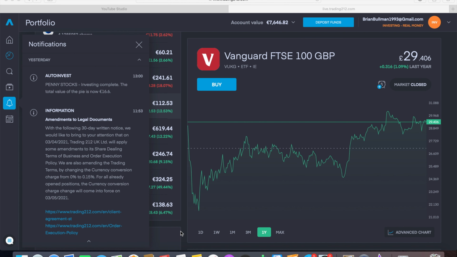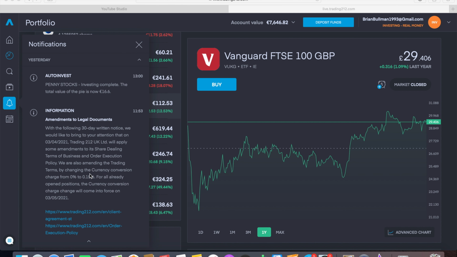As discussed, the second fee that Trading 212 will now implement is due to their amendments to their legal documents. So we're going to briefly read through this in case you did not get it on your own account. With the following 30-day written notice, we would like to bring to your attention that on the 3rd of April 2021, Trading 212 will apply some amendments to their share dealing terms and conditions and order execution policy.